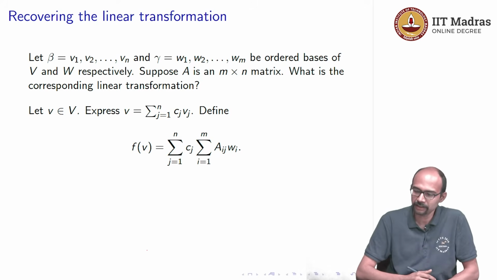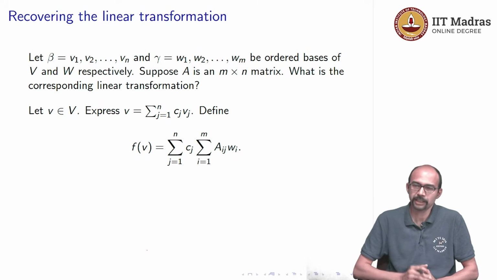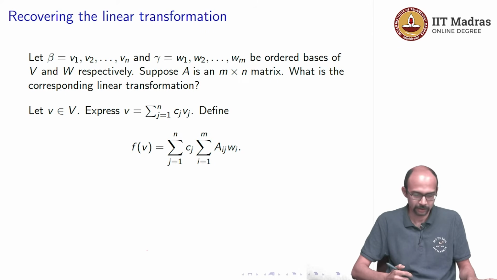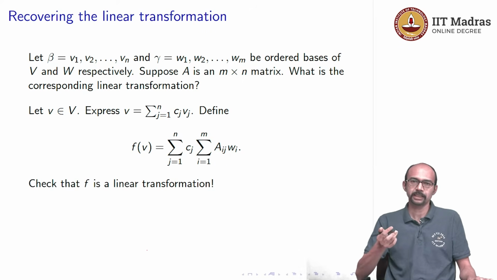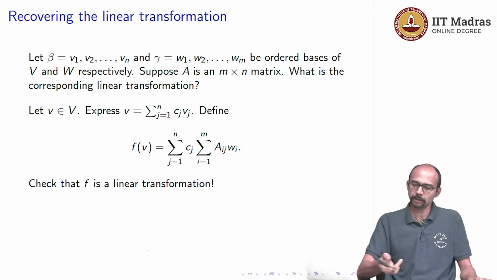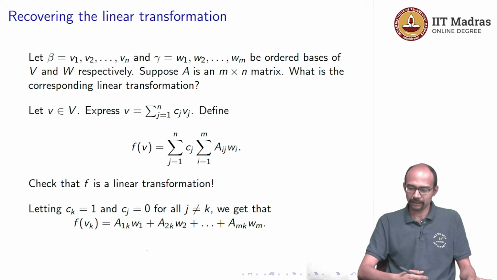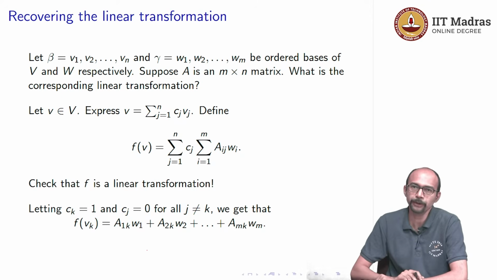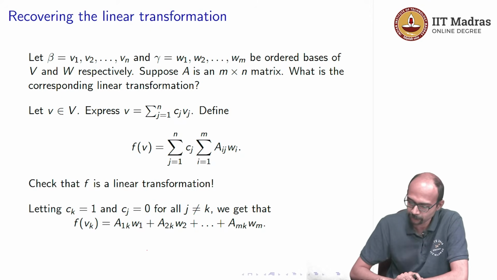So, now what we are going to say is f of v is whatever expression we have here: summation c_j times summation A_ij w_i. You have to check again that this is a linear transformation, which is not hard. You can write this in matrix form, which may simplify things. But let us evaluate f of v_k. So, what is f of v_k? It can be obtained by putting c_j to be 1 for j equal to k, and c_j to be 0 when j is not equal to k.